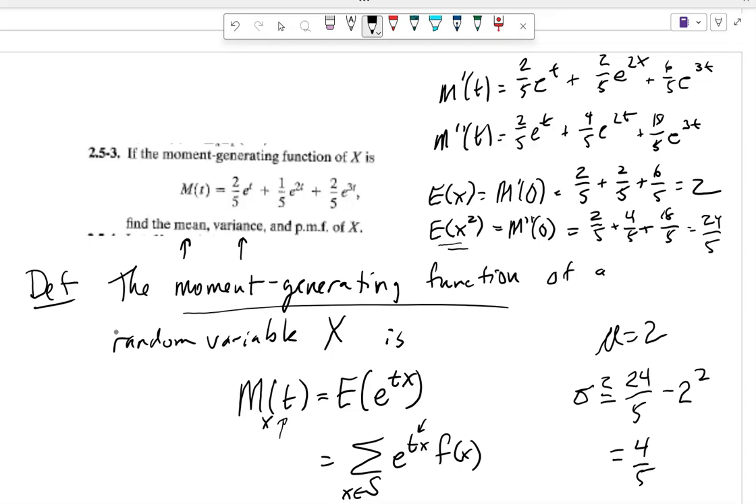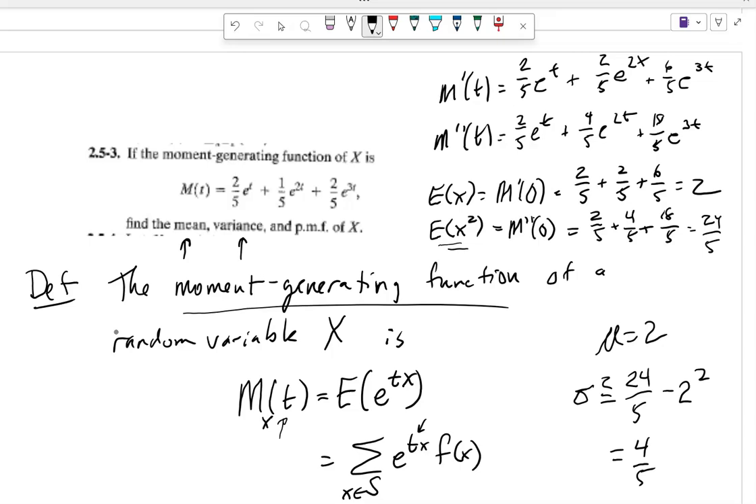If I'm looking at this moment generating function, how many terms are in the sum? 3. So how many different x values do you think we have? 3, right? Looking at the form, especially on my e's, what's been plugged in for x in each of these terms? That one has an x value of 1, that one has an x value of 2, and that one has an x value of 3. So can you identify the support? Yeah, x equals 1, 2, or 3. All right?